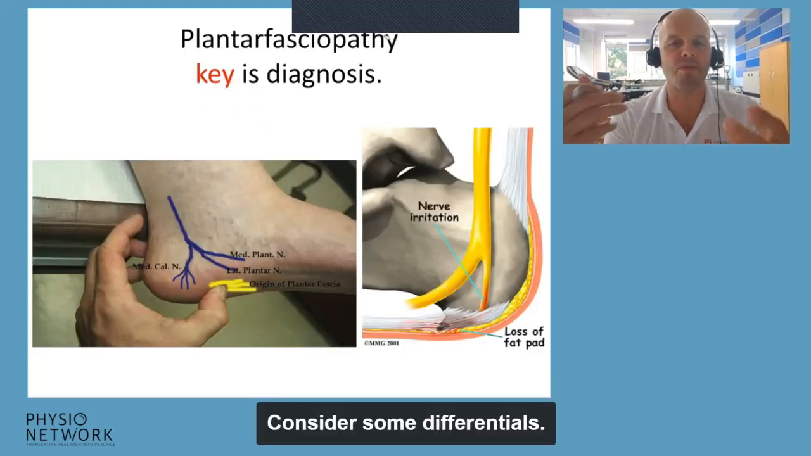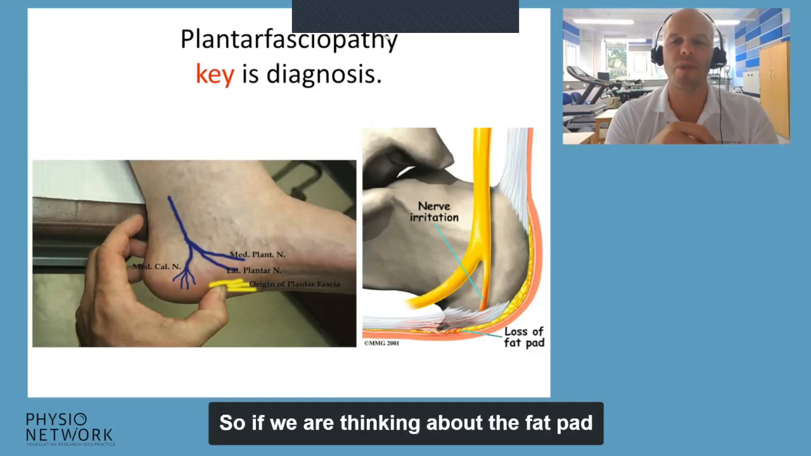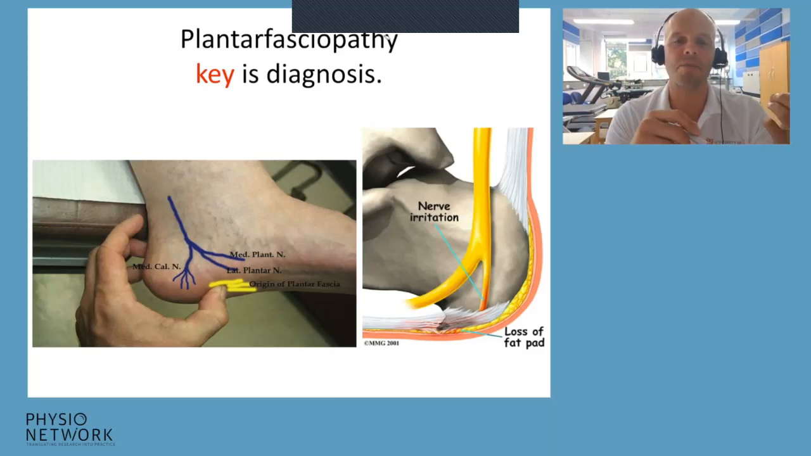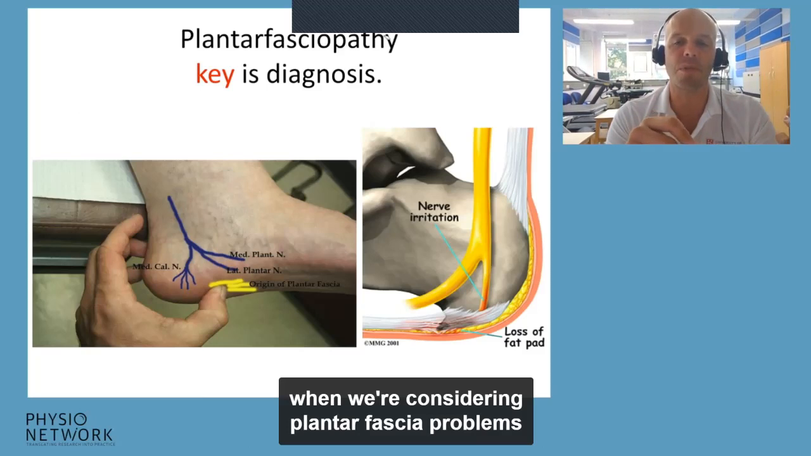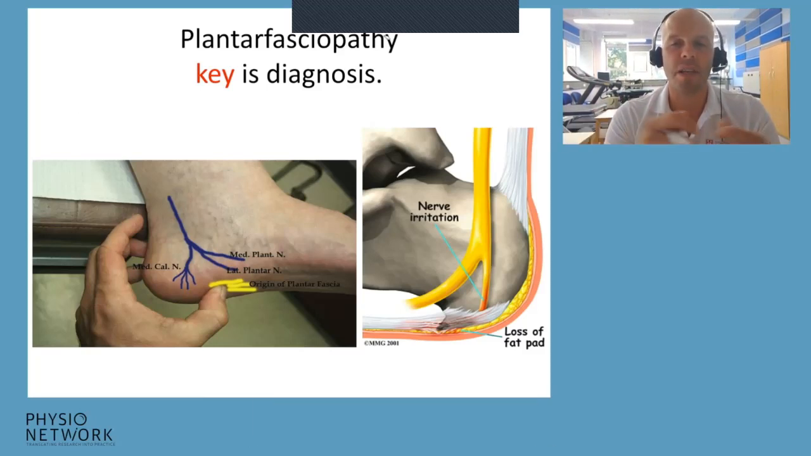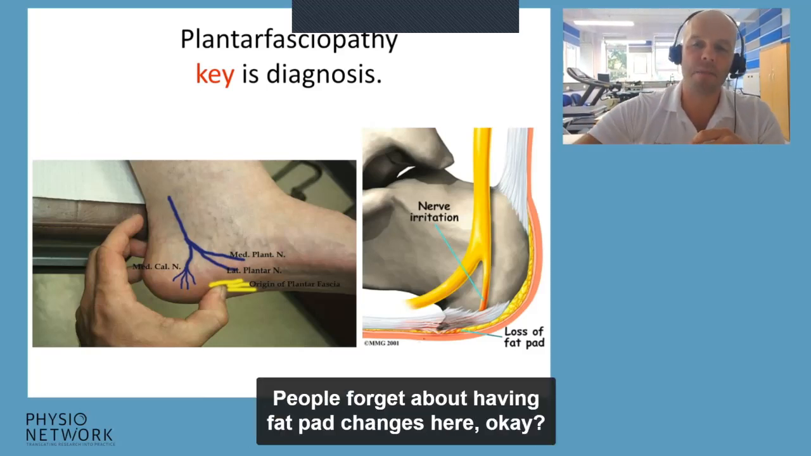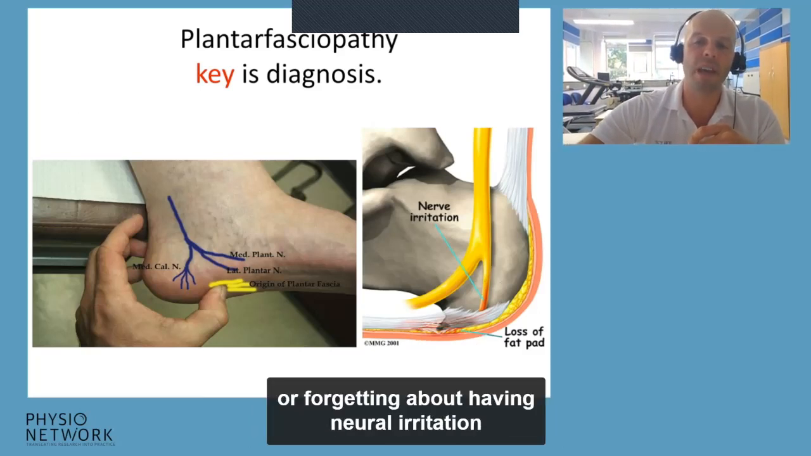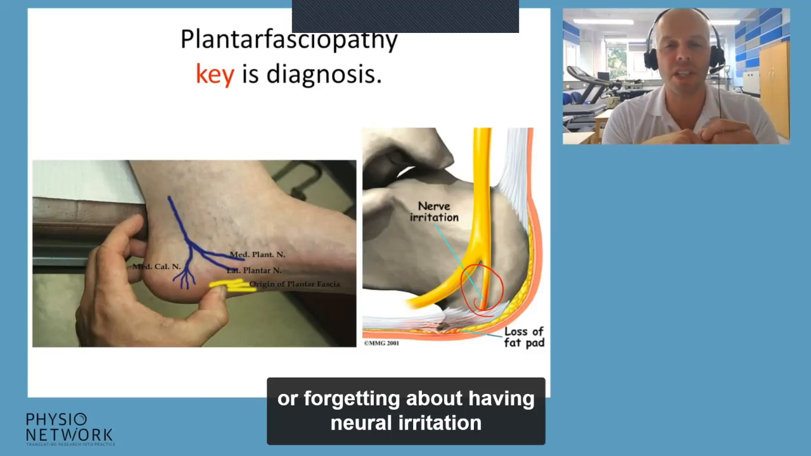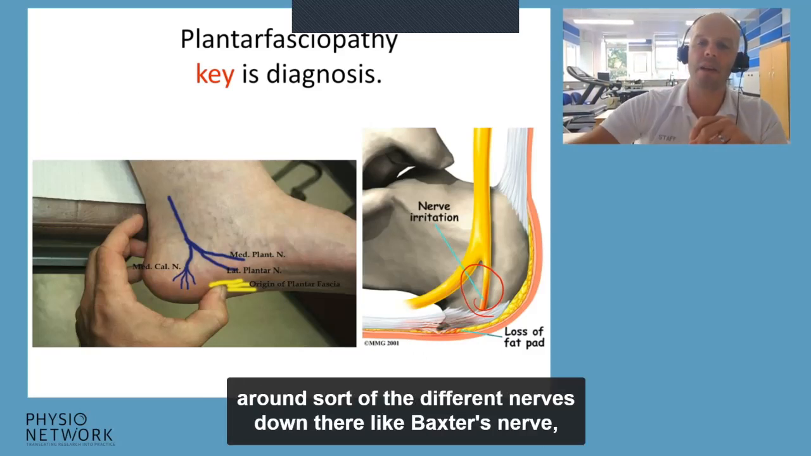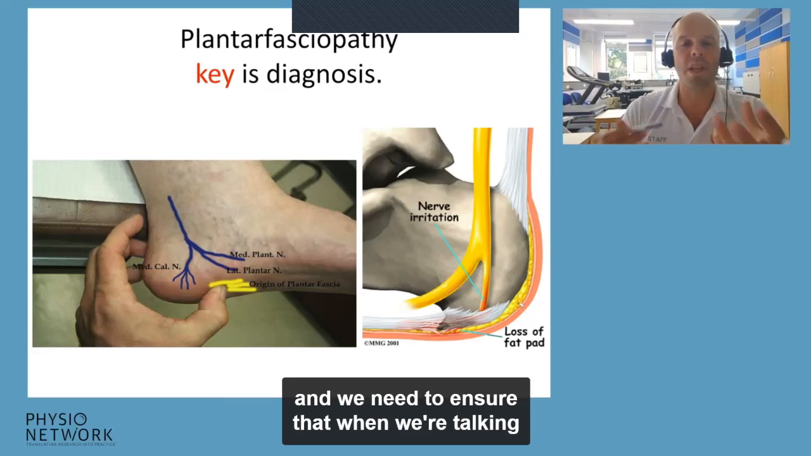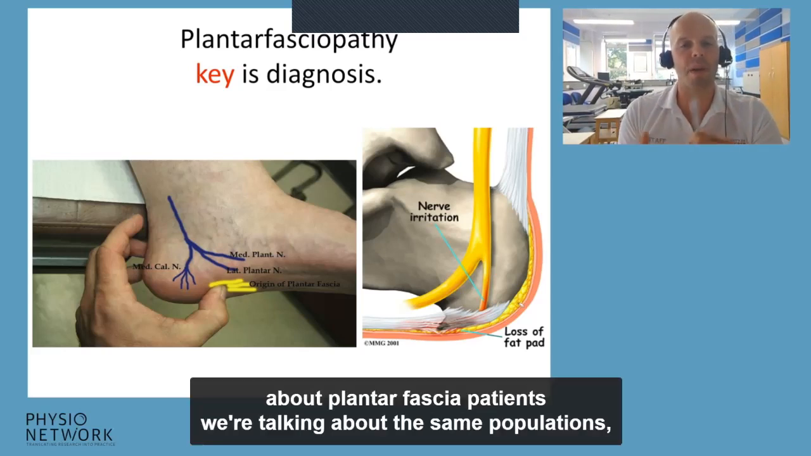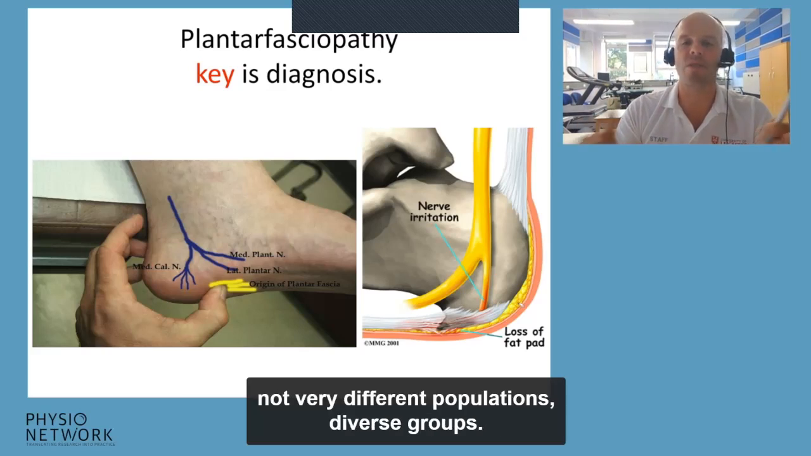Consider some differentials. If we're thinking about the fat pad, when we're considering plantar fascia problems, it's often forgotten about. People forget about fat pad changes here, atrophy of the fat pad, or neural irritation around the different nerves down there, like Baxter's nerve. And we need to ensure that when we're talking about plantar fascia patients, we're talking about the same populations, not very different, diverse groups.